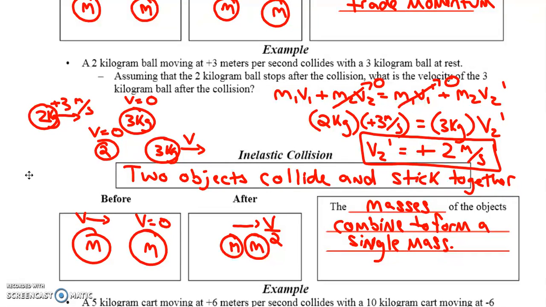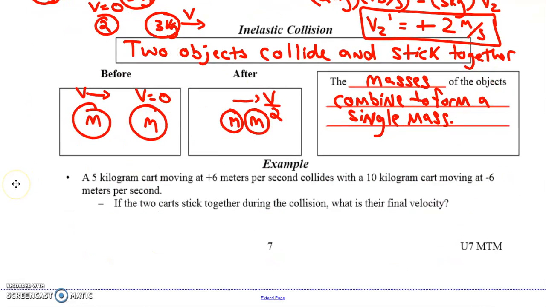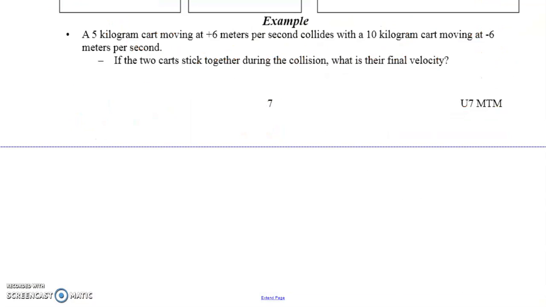So let's try that out in a problem. We have a 5 kilogram ball moving at 6 meters per second that collides with a 10 kilogram ball moving at minus 6 meters per second. If the two carts stick together during the collision, what is their final velocity?